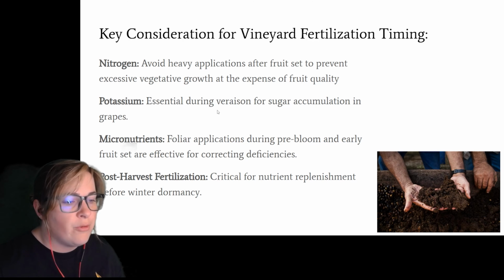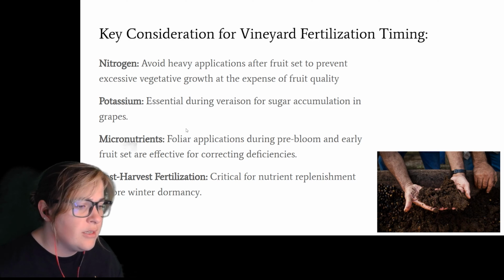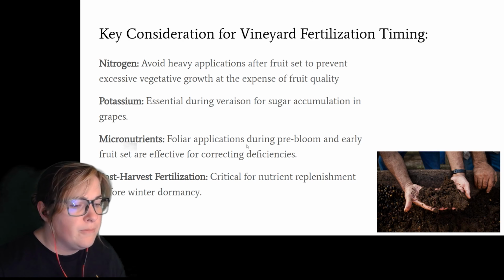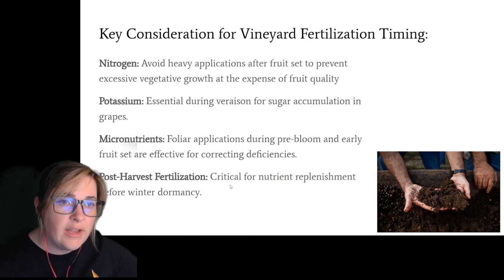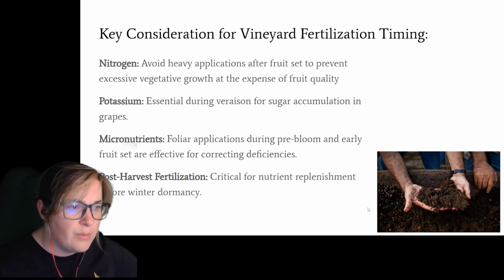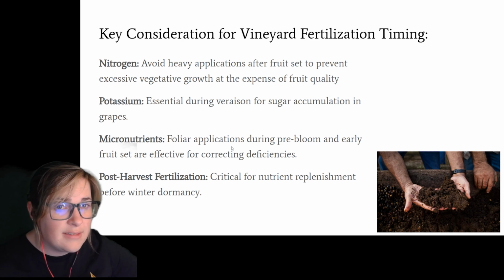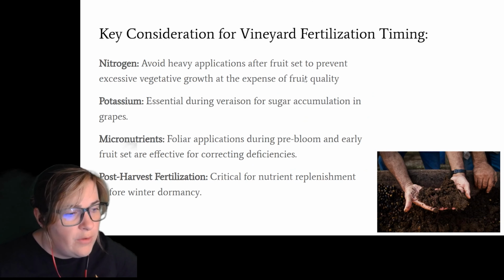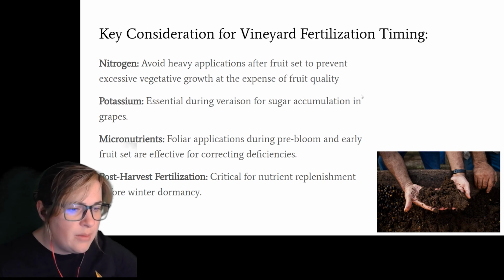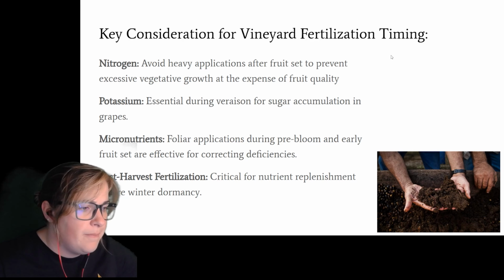Potassium is very helpful during veraison for sugar accumulation, micronutrients during pre-bloom, and then post-harvest fertilization is very important so the vine can get ready for the next season before it goes dormant. So this might help you. I don't think I get into anything more intense than what's stated on the slide as far as nutrients and the stage that it's happening. So if just seeing it in this context helps you study better, then you can put a star on this slide. I can guarantee that there won't be any tricky questions past anything that's typed on this slide.